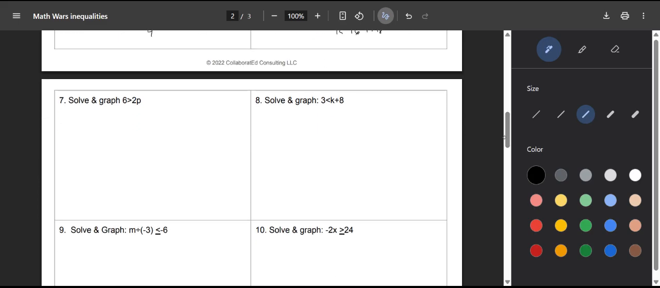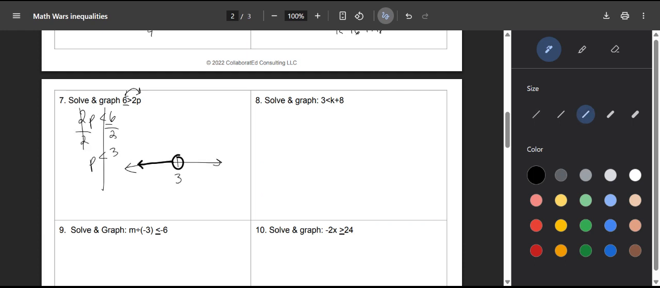7 and 8 are problems for you to try, so if you want to flip them, you can. Remember to flip the inequality symbol. So 2p is less than 6. The bigger end is open to the 6. Pause here and come back to check your answer.